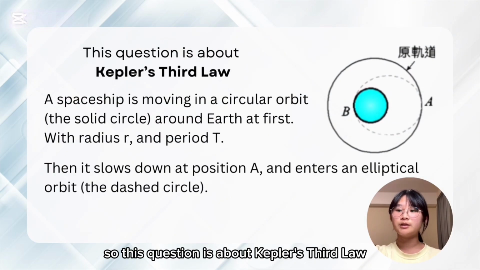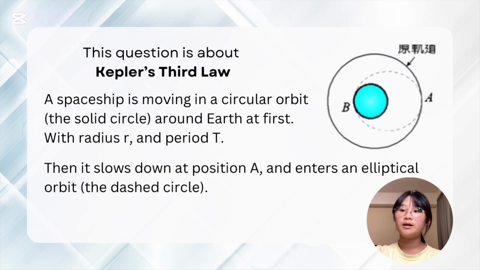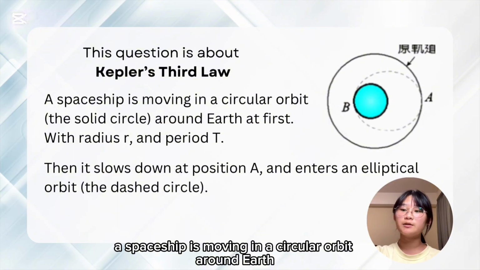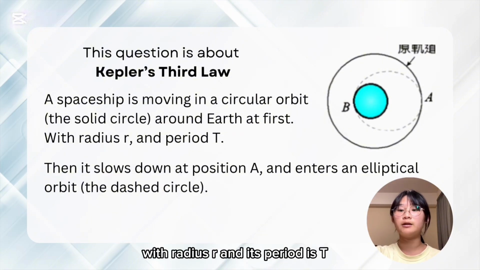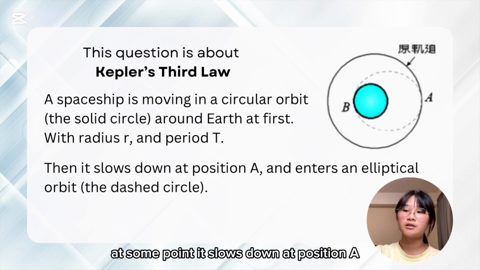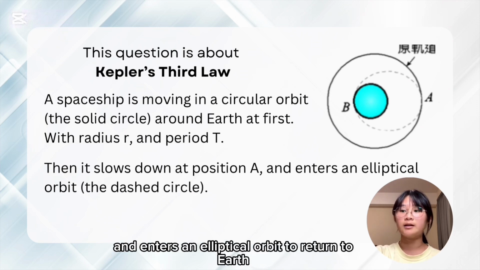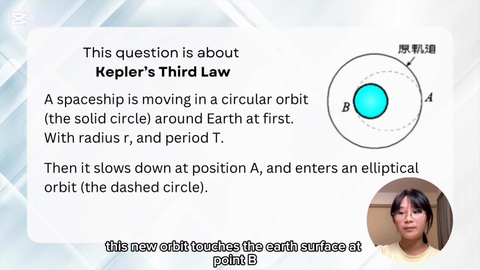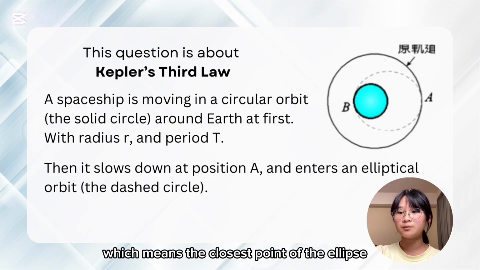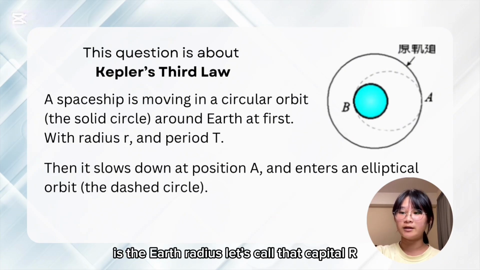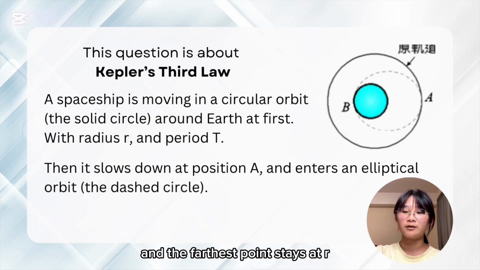So this question is about Kepler's third law. The idea is a spaceship is moving in a circular orbit around Earth with radius r and its period is T. At some point, it slows down at position A and enters an elliptical orbit to return to Earth. This new orbit touches the Earth's surface at point B, which means the closest point of the ellipse is the Earth's radius, called capital R, and the farthest point stays at r.